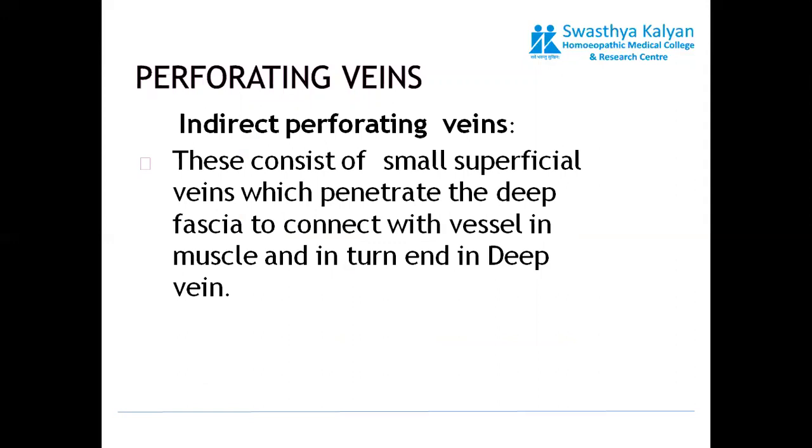Now we have some indirect perforating veins. These consist of small superficial veins which penetrate the deep fascia to connect with the vessels in the muscle and in turn end in the deep vein. So they do not directly connect the superficial and the deep vein. Rather, they are superficial veins which penetrate deep inside and then end up in the deep vein.